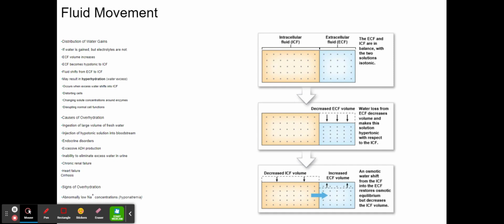It can be caused by 1. Drinking a large volume of water or the infusion or injection into the bloodstream of a hypotonic solution. 2. An inability to eliminate excess water in urine due to chronic renal failure, heart failure, cirrhosis, or some other disorder. And 3. Endocrine disorders such as excessive ADH production. The most obvious sign of overhydration is abnormally low sodium ion concentrations, or hyponatremia. This reduction in sodium concentrations in the ECF leads to a fluid shift in the ICF.